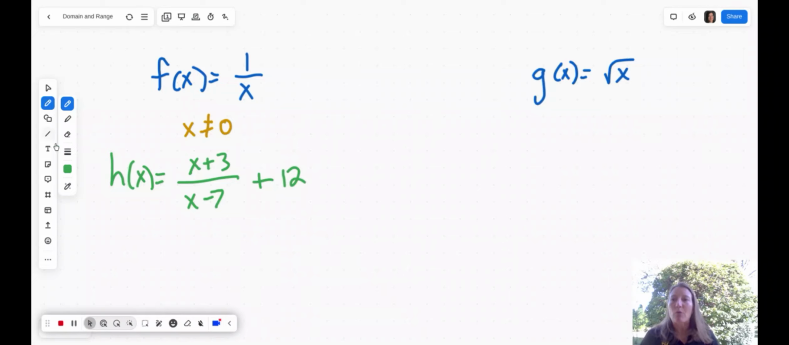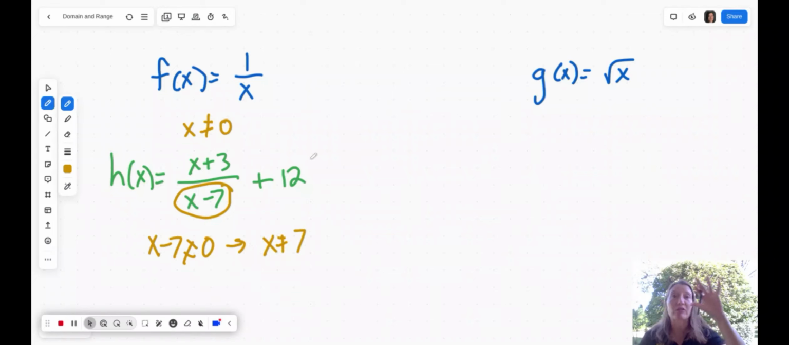Okay. The key here is that whatever is underneath a fraction bar cannot equal 0. And so in this case, I'm going to say x can't equal 7. That would be my domain. Okay, regardless of anything else in that function, the denominator cannot equal 0.